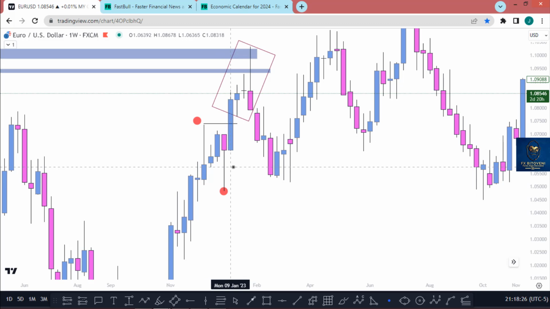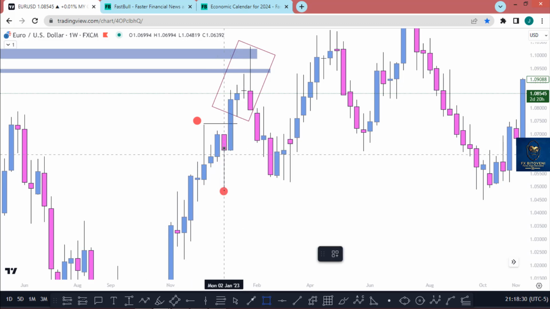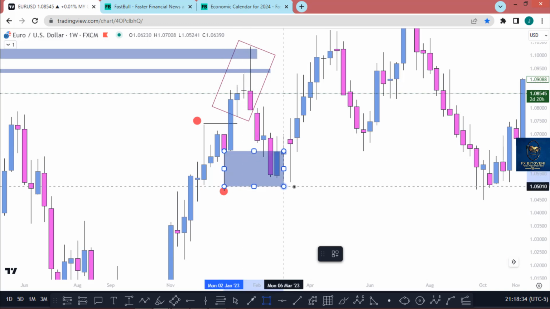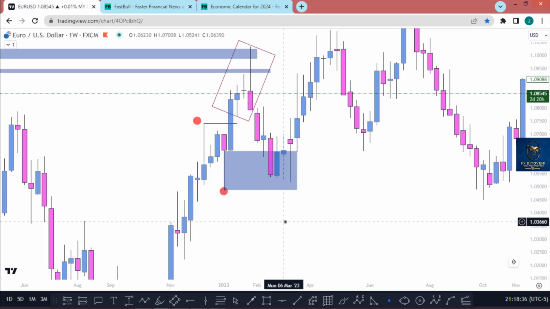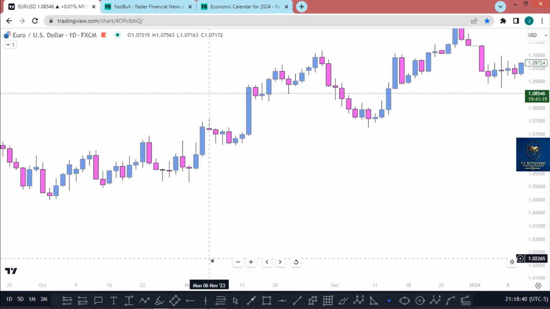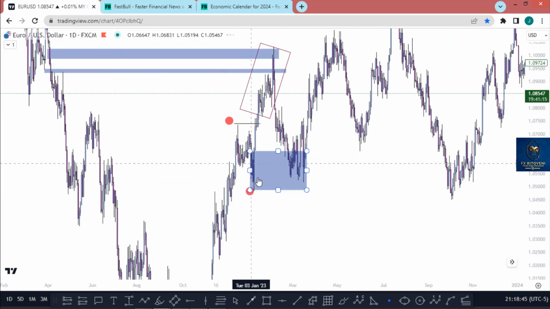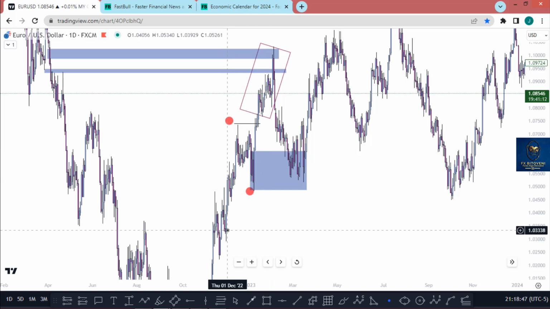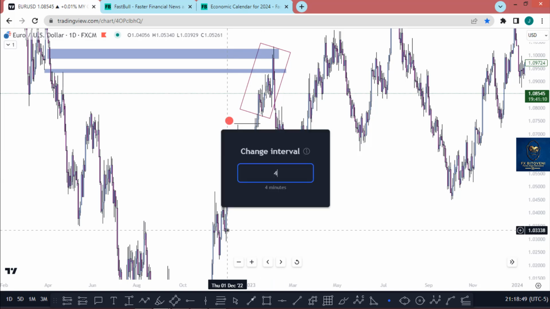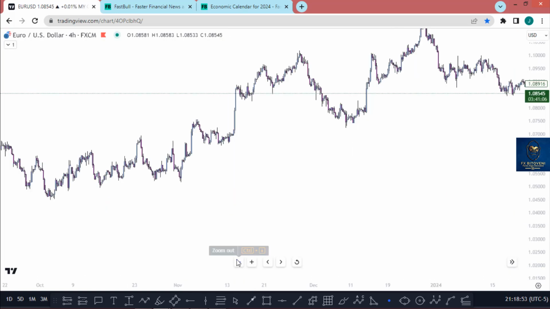After this wick rejection, try to use the lower time frame within this wick and find what? And find imbalance resting there. You can use the daily to check. You check on the daily, there is no imbalance. You check on the 4 hour time frame.